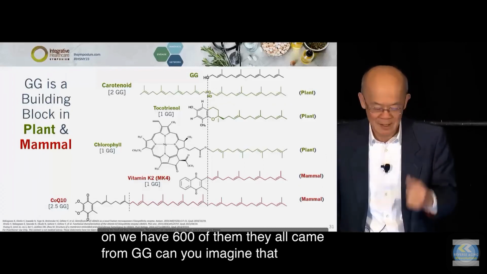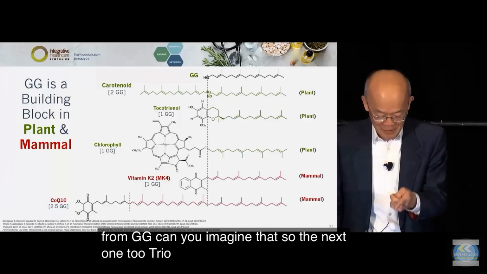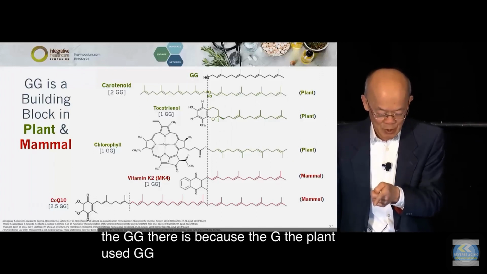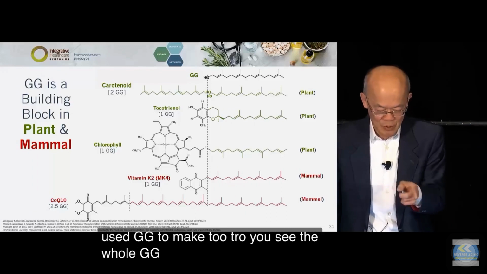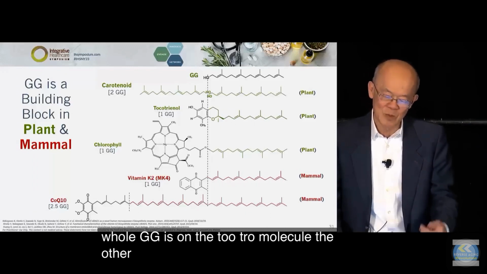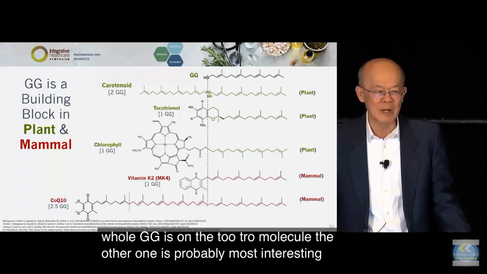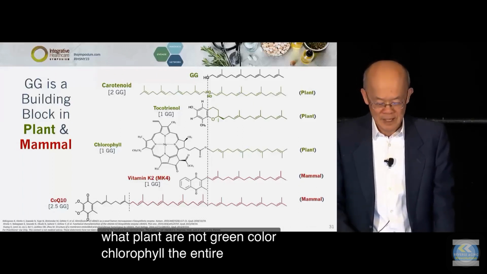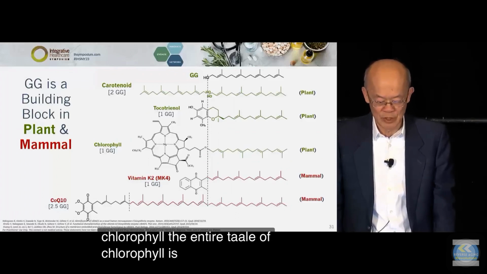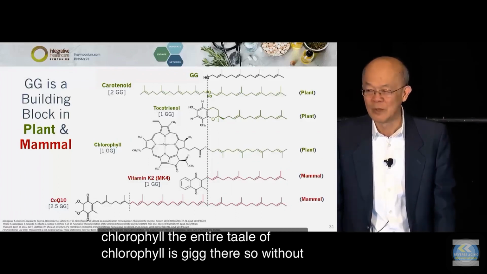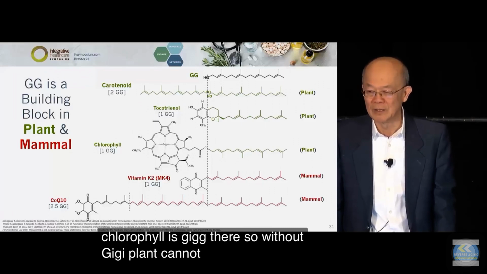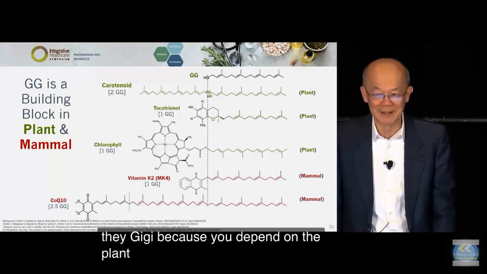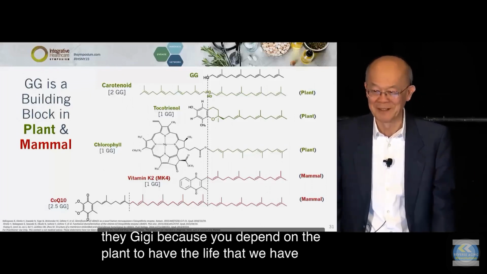Can you imagine that? So the next one, tocotrienol. The reason I discovered the GG there is because the plant used GG to make tocotrienol. You see, the whole GG is on the tocotrienol molecule. The other one is probably most interesting. What makes plants green? Chlorophyll. The entire tail of chlorophyll is GG. There. So without GG, plants cannot live. We are grateful they have GG because we depend on plants to have the life that we have, right?